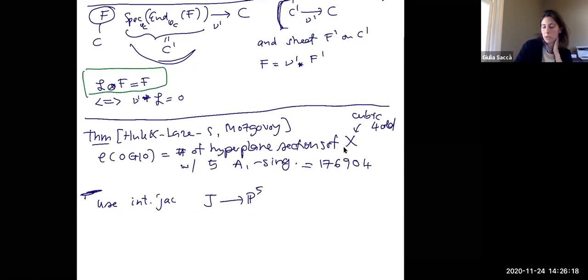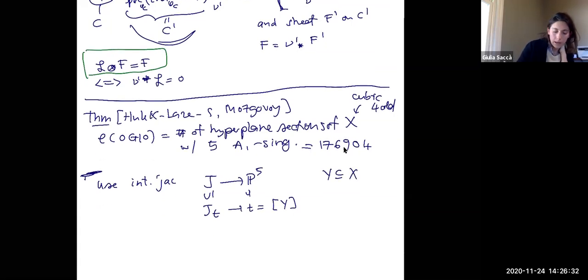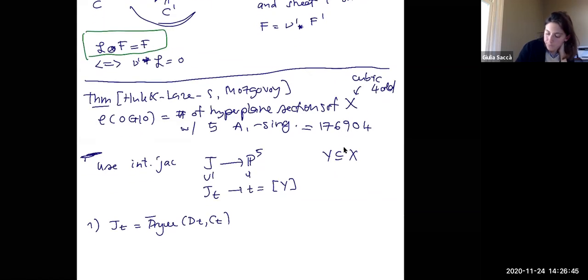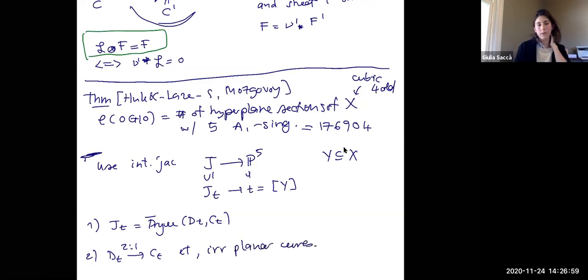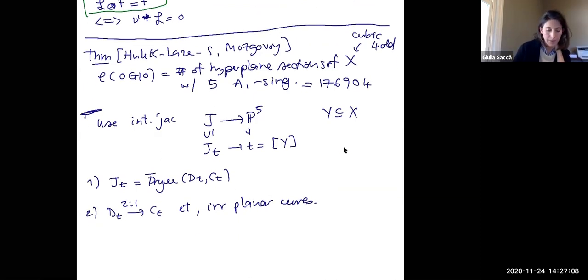And we use the following facts about the construction of the compactification. If I have a fiber over a point corresponding to a hyperplane section of X, then two things happen. One is that this is a compactified Prym variety of a double cover of curves, where D_t to C_t is an étale double cover of irreducible planar curves. This is a generalization of Clemens and Griffiths to cubic threefolds with possibly singular points. And the third thing that we need is that the singularities of this curve are in one-to-one correspondence with the singularities of the cubic threefold.